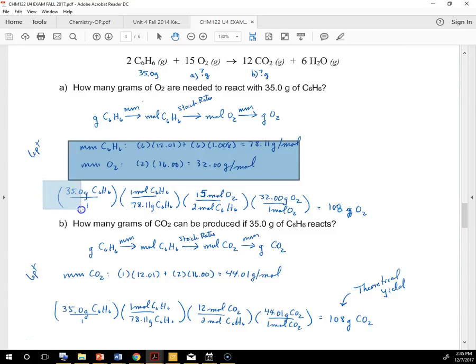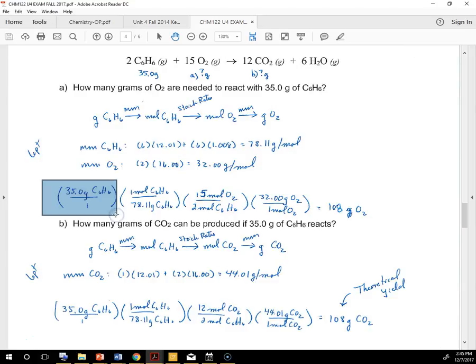Now, as we work this problem, we have to be explicit with regard to which we're dealing with, the C6H6 or the O2. So I'm going to start with my grams of C6H6 over 1. I need to use the flipped version of the molar mass to get from grams to moles. And then I'm ready to go from moles of C6H6 to moles of O2, and that's where I use the stoichiometric coefficients.